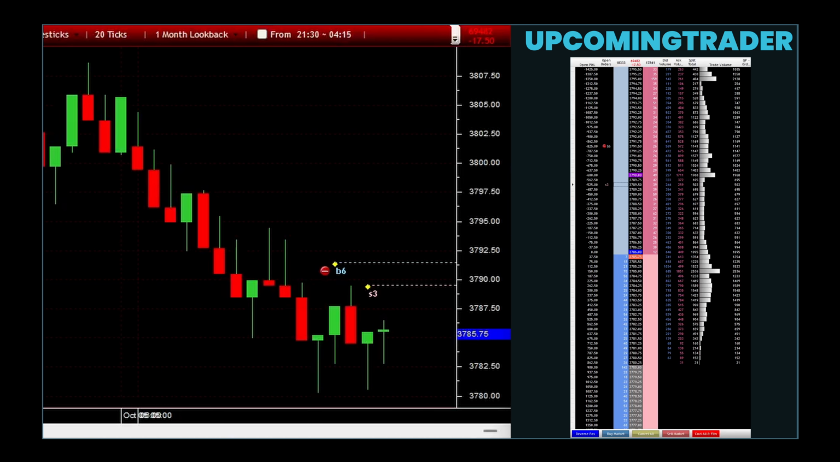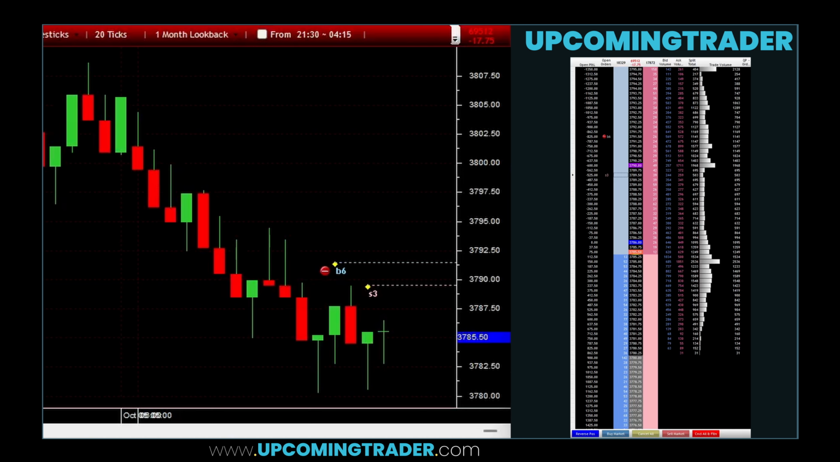The three white soldiers and three black crows can be pictured as a series of ascending or descending steps, respectively, each step representing a day of strong buying or selling pressure, indicating a change in market direction. In different market contexts, these patterns help traders to make informed decisions by indicating continuation or reversal of trends. It's important for traders to combine these patterns with other forms of analysis and indicators to improve the accuracy of their predictions.